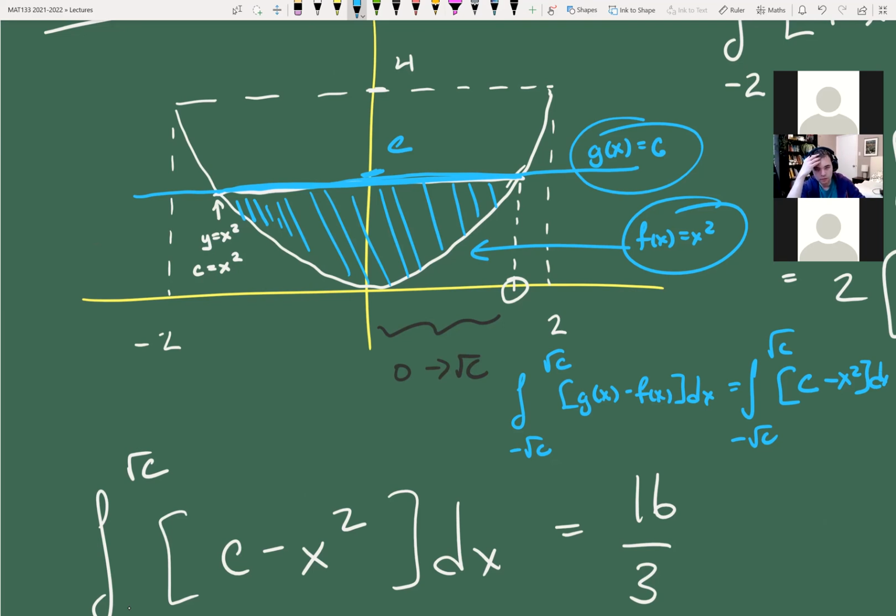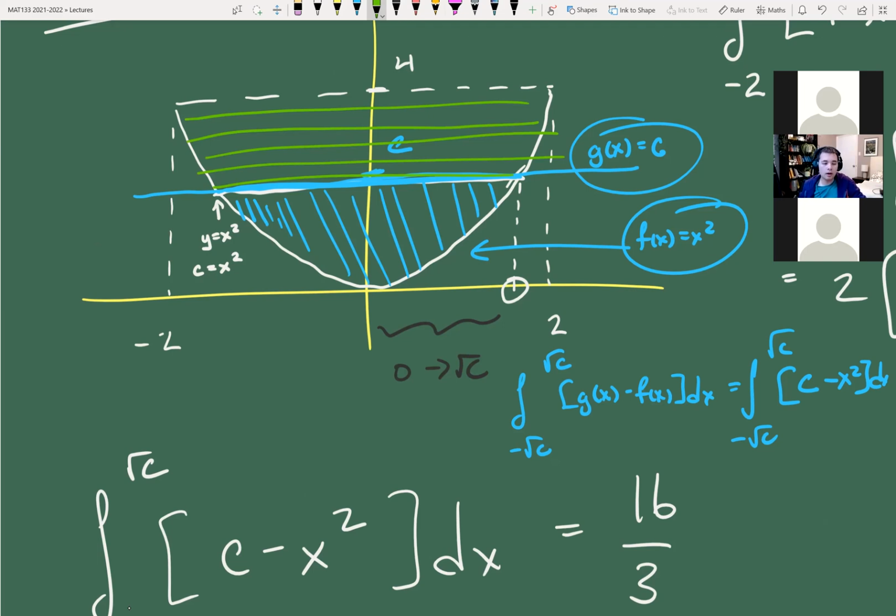So there isn't a super nice way of doing it. The way I would do it, and depending on the videos, you might not have gotten to this point yet, is I would actually integrate this along the y-axis if I were to do it that way.